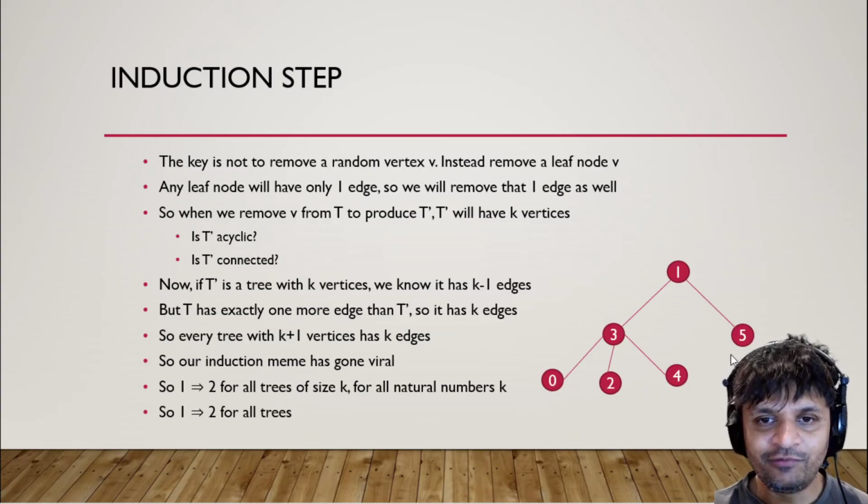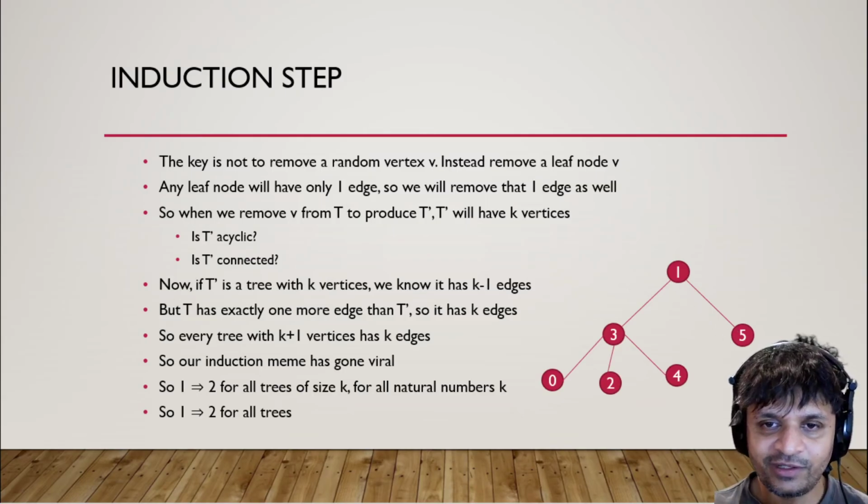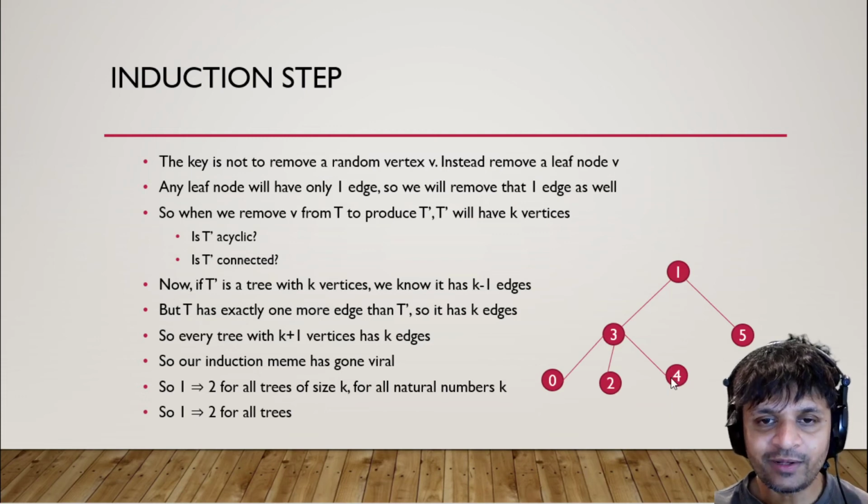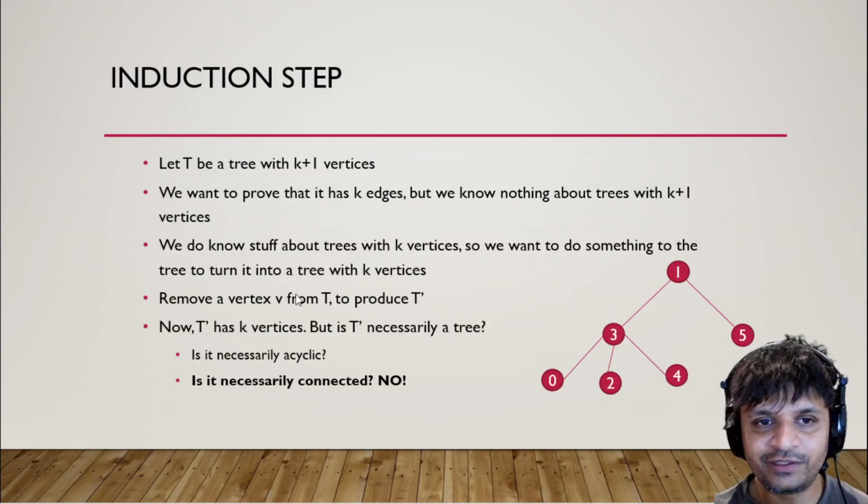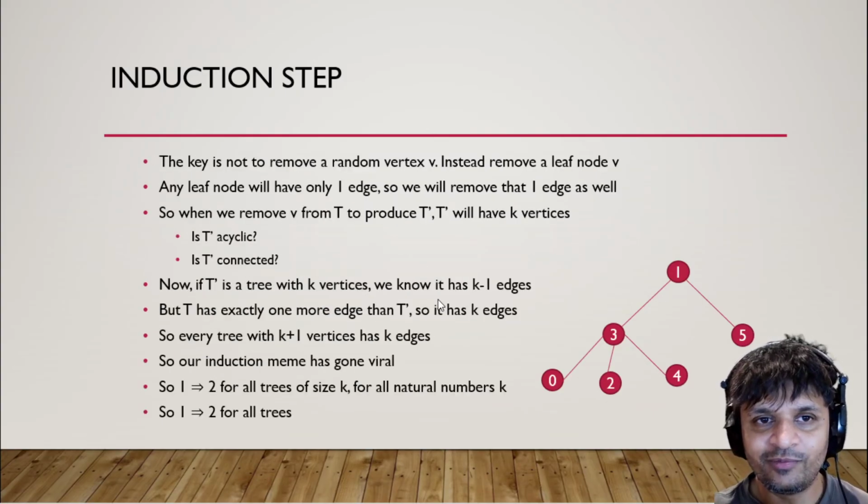The interesting thing about leaf nodes is, if you think of the topology of the tree, they've got a parent, but they don't have any children because they're leaf nodes. So they have exactly one edge, the edge to their parent. So when I remove a leaf node, I'm automatically removing exactly one edge. So I'm changing my rule. Instead of saying remove a vertex v from T to produce T prime, I'm saying remove a leaf node from T to produce T prime.